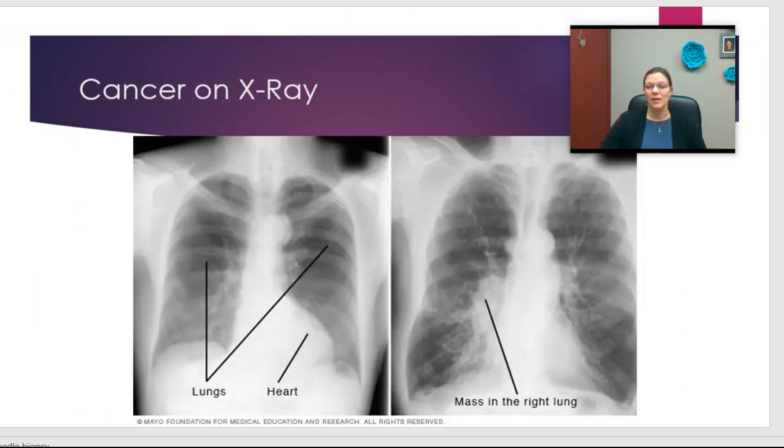Sometimes we can detect cancer on x-rays. You can see here is a clean x-ray per se. And then here we can see that there's a mass in the right lung.